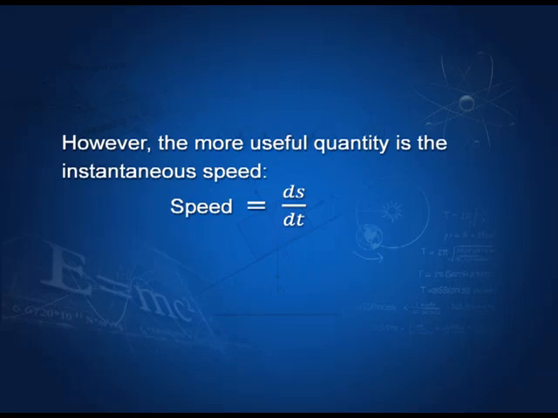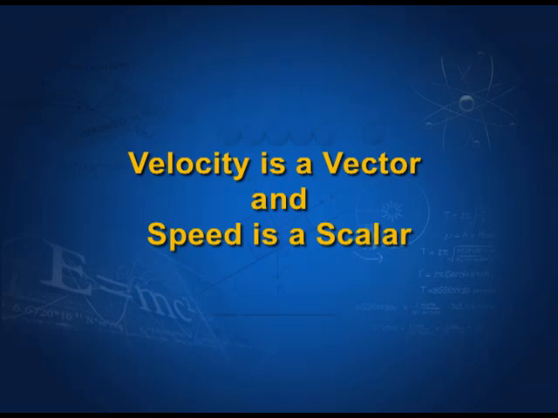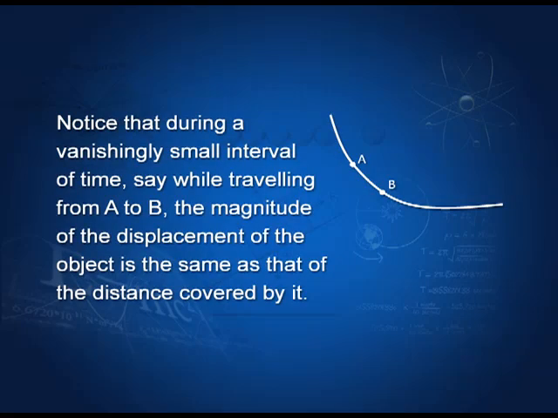And you can see ds is not a vector, it is a scalar, it is the distance travelled, length covered, and therefore speed is a scalar. Velocity is a vector, speed is a scalar. What is the relation between these two? It is very important because many times students are confused.